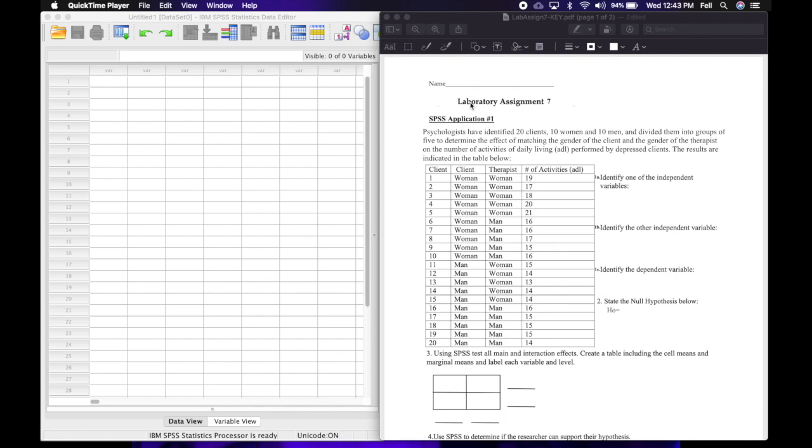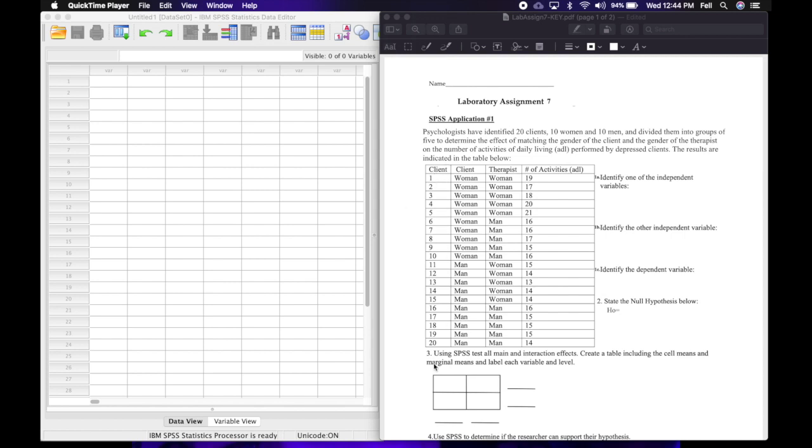Number 1 says, psychologists have identified 20 clients, 10 women and 10 men, and divided them into groups of 5 to determine the effect of matching the gender of the client and the gender of the therapist on the number of activities of daily living performed by depressed clients. The results are indicated in the table below.